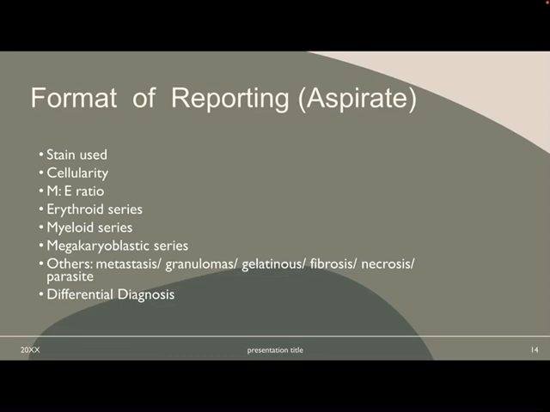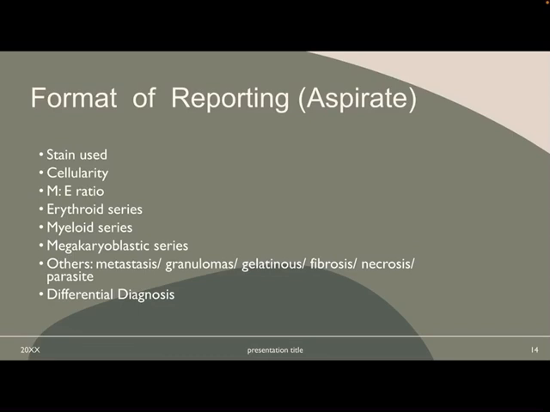So for aspirate, how are you going to approach? You will write about the stain used, then you have to write about the cellularity, and then the M:E ratio, and then you comment about the erythroid series. One thing, cellularity, you people know, right? Hypocellular, hypercellular, how do you say according to the age, the 100 rule. If the person is 30 years old, then you need 70 percent cellularity, and if the person is 70 years old, then you need 30 percent cellularity. So you have to keep that in mind.